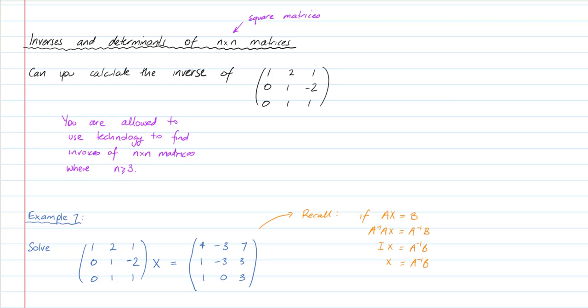But the other answer is, no, we don't need to, it's not in the syllabus. The syllabus clearly states that you need to be able to calculate by hand for 2 by 2, but you are allowed to use technology for n by n, or where n is greater than or equal to 3. So I'm going to show you how to use the technology now.